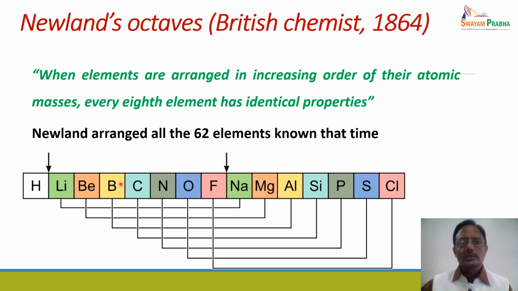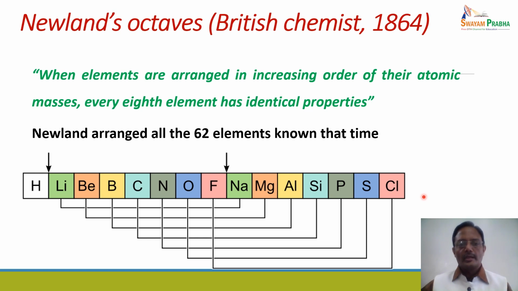So this Newlands' Octaves rule was found to be valid over a wider range of elements as compared to Dobereiner's triads. If you observe carefully, you will find that there are no noble gases in this case. For example, hydrogen is there but helium is not. Fluorine is there, but after fluorine neon is not there. Chlorine is there but argon is not, because these elements were not known at that time.